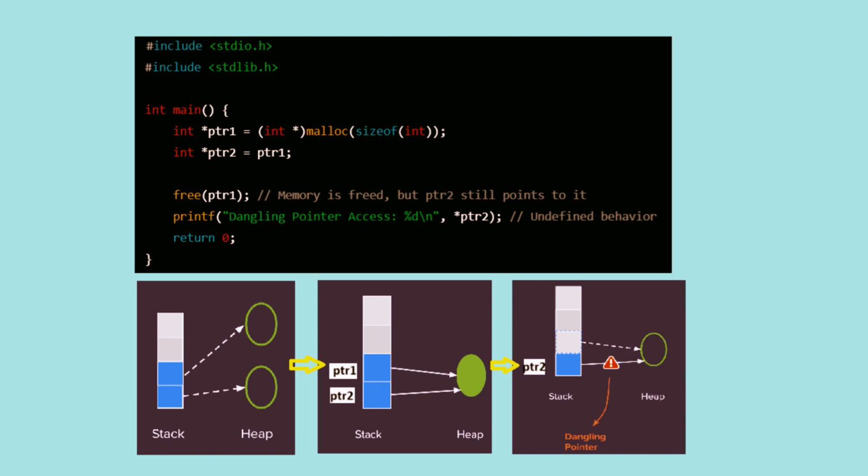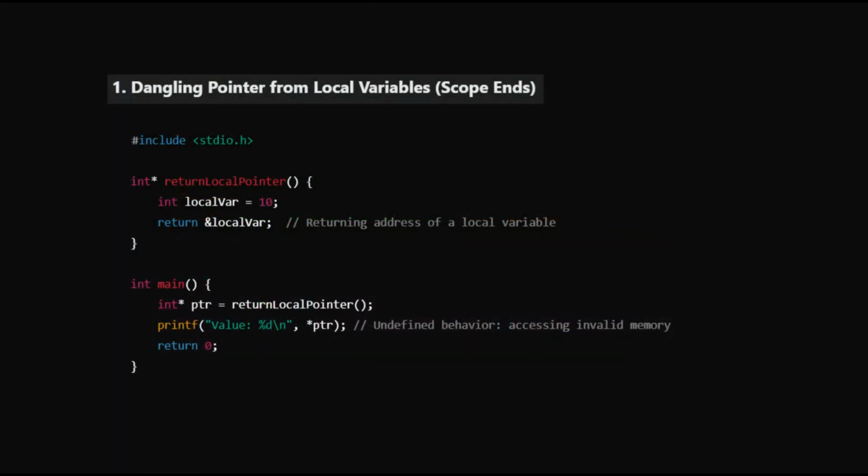Dangling pointers typically occur in the following scenarios. 1. When a pointer to a local variable is used outside its scope. See the example. The issue here is, the local variable is destroyed when the return local pointer function ends, so ptr now points to invalid memory.